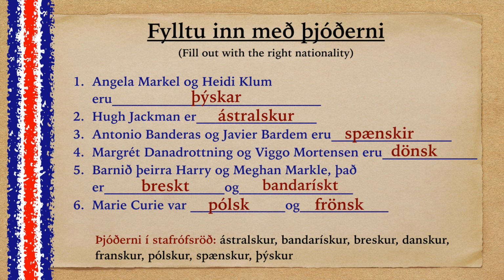Angela Merkel og Heidi Klum eru þýskar. Hugh Jackman er ástralskur. Antonio Banderas og Javier Bardem eru spænskir. Margrét Danadrottning og Viggo Mortensen eru dönsk. Barnið þeirra Harry og Meghan Markle, það er breskt og bandarískt, British and American. Marie Curie var pólsk og frönsk.